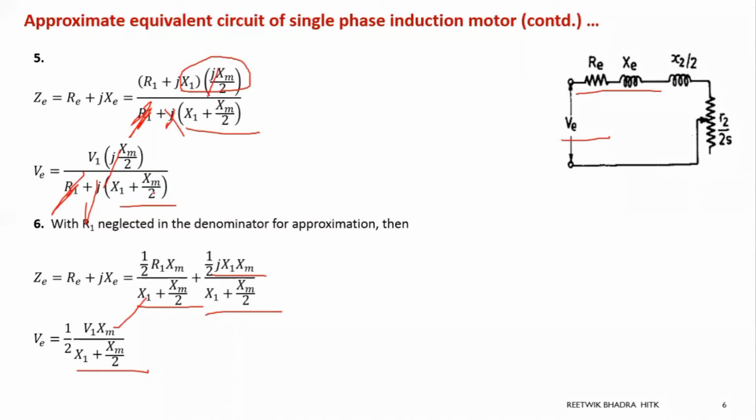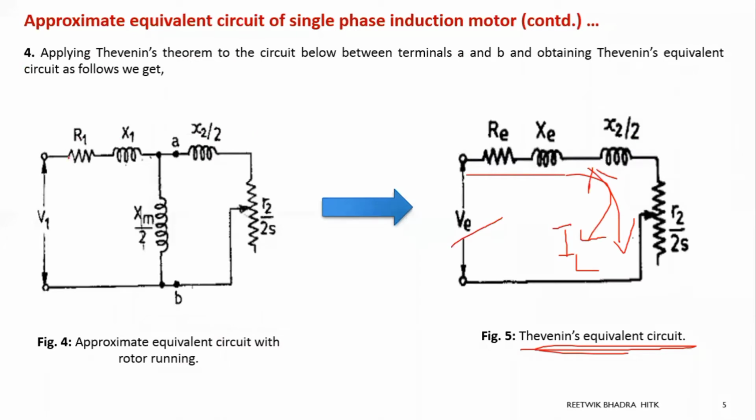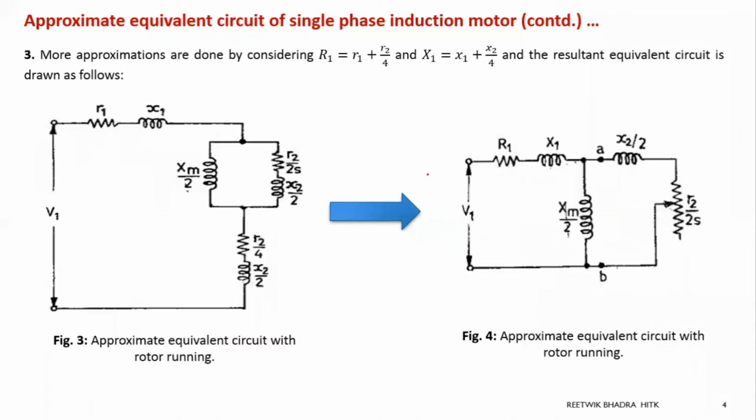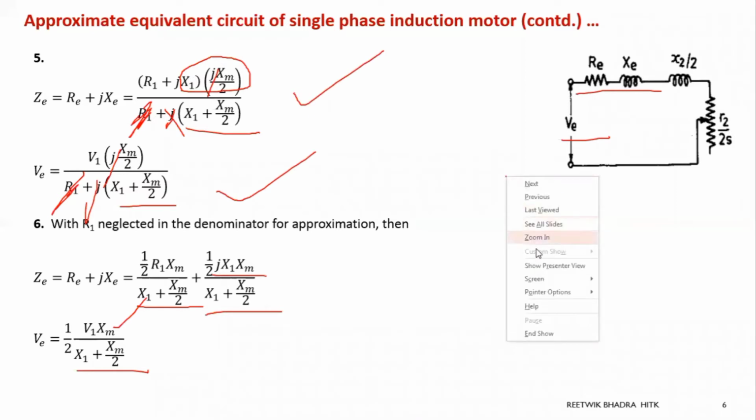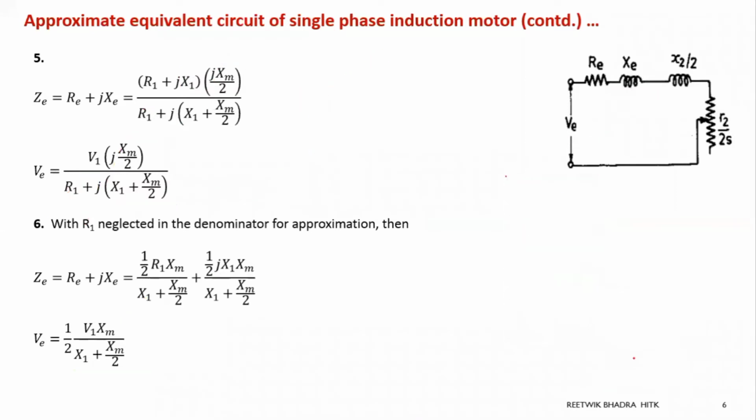Remember this calculation, if at all in your question it is stated that you can neglect this value R1. What is R1? You should understand what is R1. That comes from this R1 plus R2 by 4. Some terms, if told in the question to be neglected, then only go for approximation. Otherwise, these are the normal values of your ZTH and V.